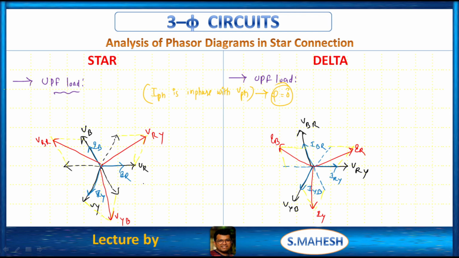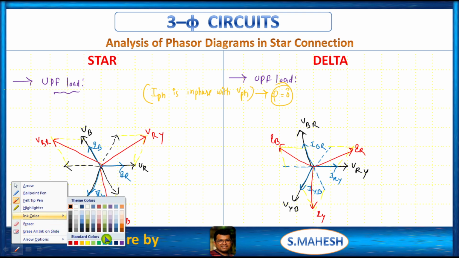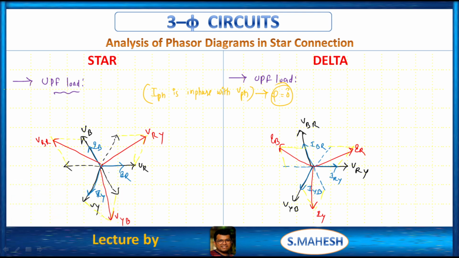This is the phasor diagram in the case of star connection and in the case of delta connection. Then what are the phase angles? Phi is equal to 0, we all know that, but in any case the angle between line voltage and phase voltage is 30 degrees, and the angle between line voltage and line current is 30 degrees, because phi is equal to 0, 30 plus phi, 30 plus 0, 30 degrees. In any case this is 30 degrees, and phi is equal to 0. This is very, very important. Okay, this is about UPF load.